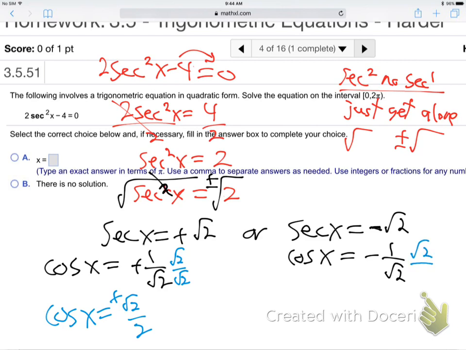Same thing over here. Multiply top and bottom by root 2 over 2, and you get negative root 2 over 2. Negative the medium, huh? Good on that?